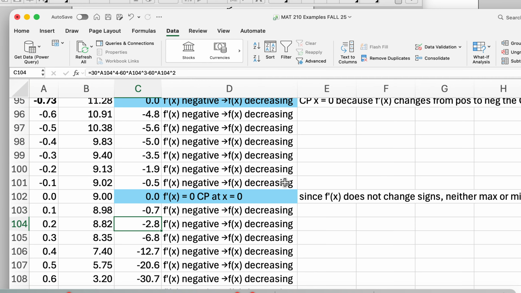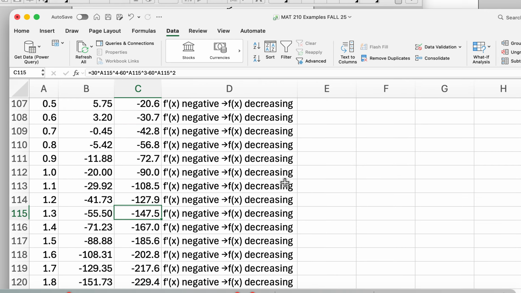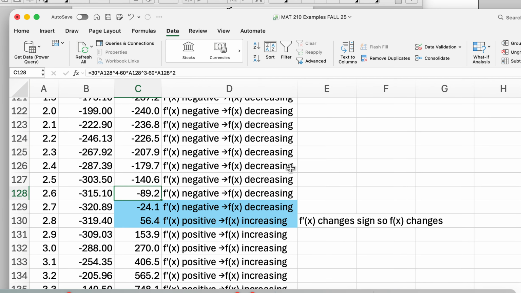Let's keep going. So I have a negative derivative. Negative means f of x is decreasing, all the way until I get to x equals 2.7. My derivative is negative, which means that f of x is decreasing, but by the time I get to 2.8, my derivative is positive, which means that f of x is increasing. So because I had a sign change there, it tells me that I must have a minimum. I went from decreasing, and then it has to be flat in between there, to increasing.